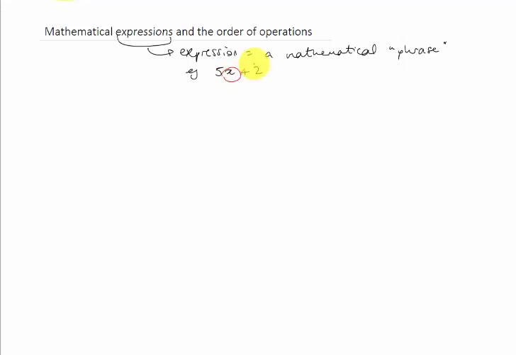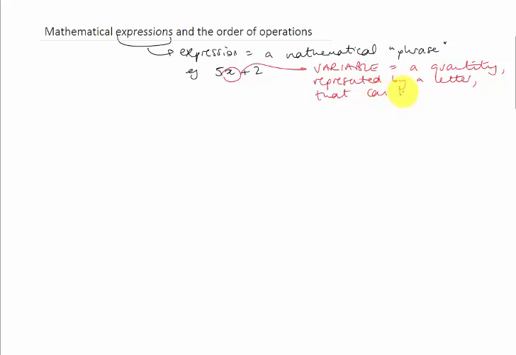So let's talk about variables for a minute, because this is the first time we've met that. So x here is a variable, so that is a quantity represented by a letter that can have different values. And normally variables are represented by letters at the end of the alphabet, like x, y, z. So an expression can contain a variable, but it doesn't have an equal sign. We'll come to those in a minute.